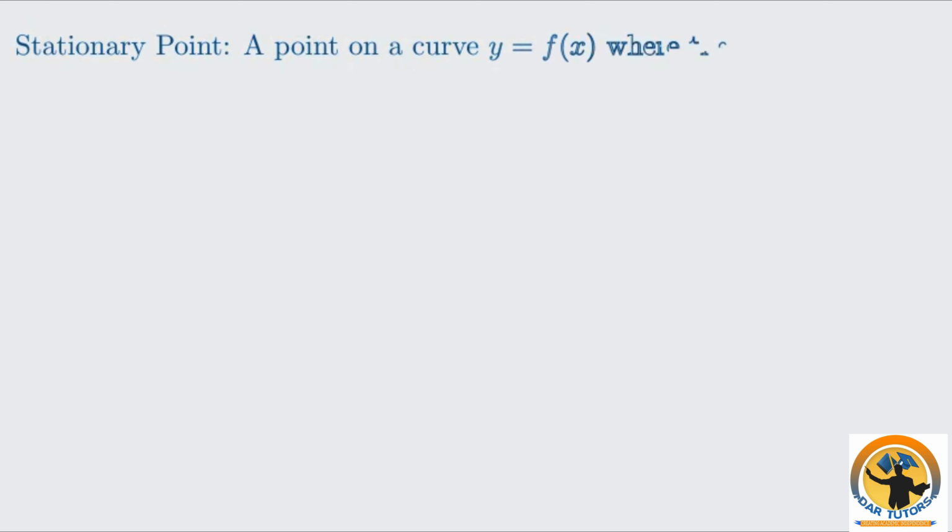Now let's move on to stationary points. A stationary point is a point on a curve where the gradient is 0. This means that at a stationary point, the tangent line to the curve is horizontal. To find these points, we simply set the first derivative equal to 0 and solve for x.